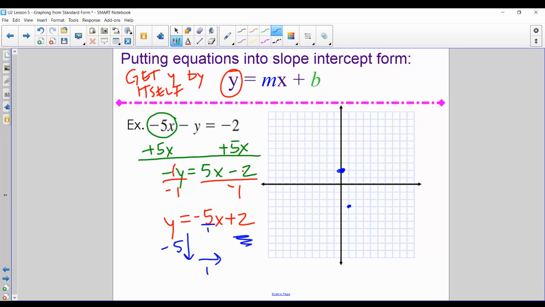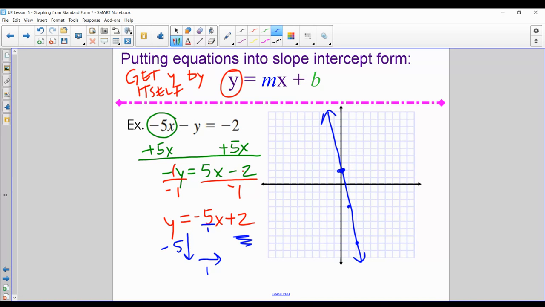I'm going to do that thing where we're going to find a second point. So down 5 over 1. And then I'm going to draw this in. I would highly recommend using a straight edge for obvious reasons. Mine are not perfect.